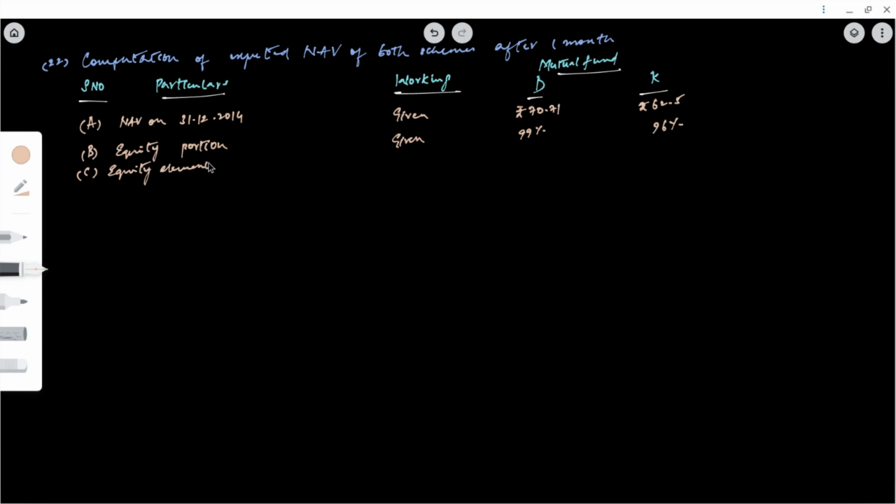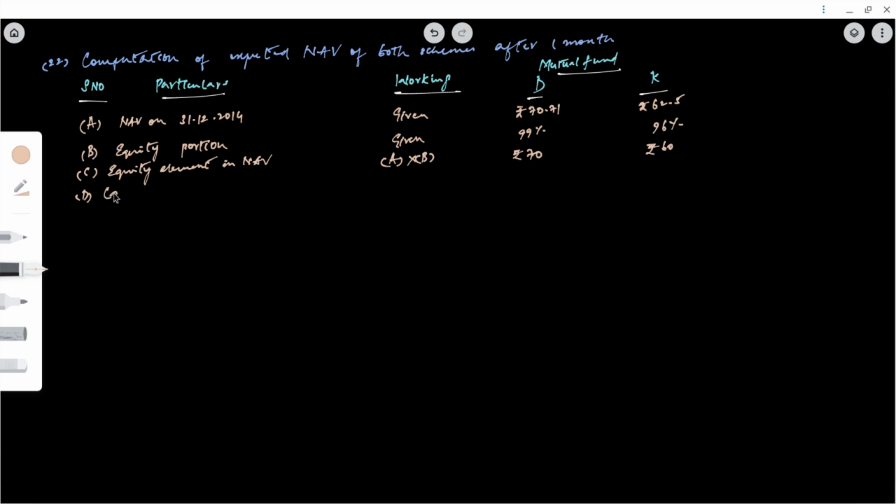C. Equity element in NAV. This is nothing but A into B. NAV into equity portion. That is 70.71 into 0.99. That is rupees 70. And 62.5 into 0.96. That is rupees 60.